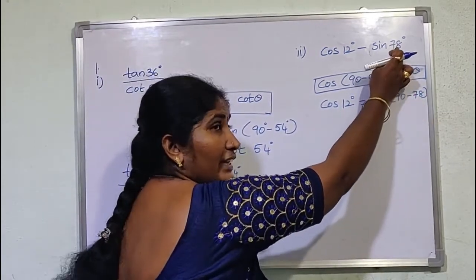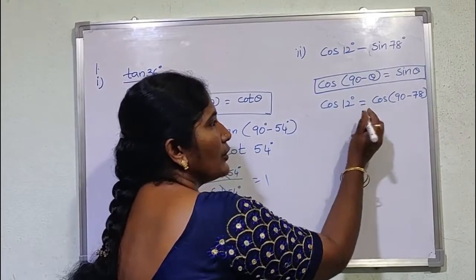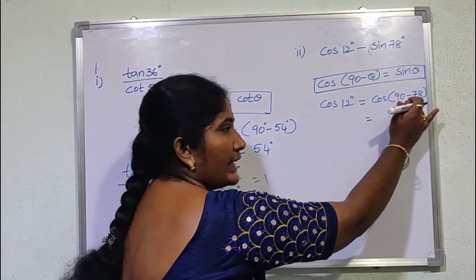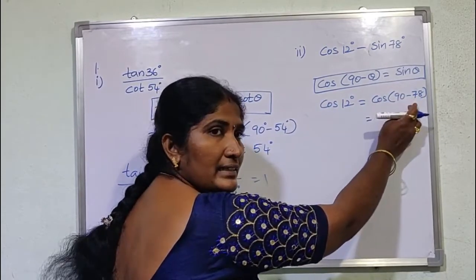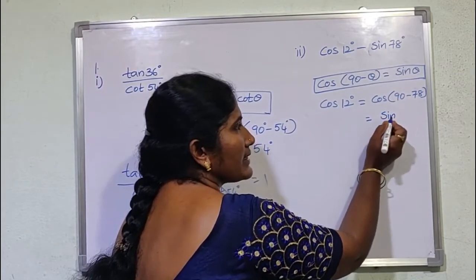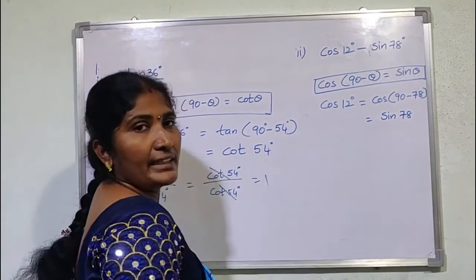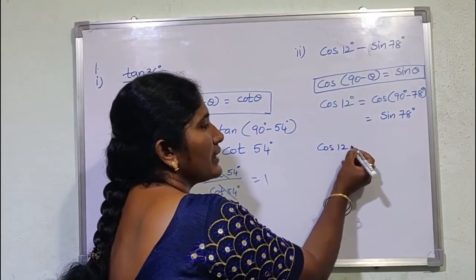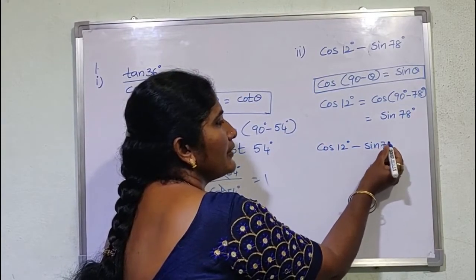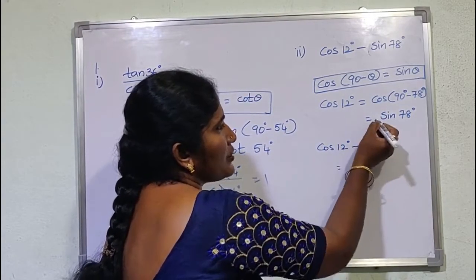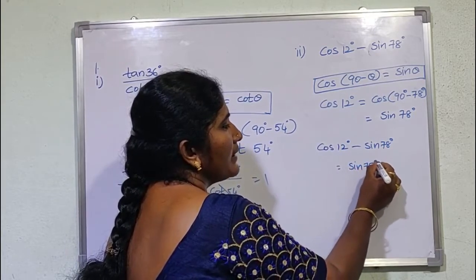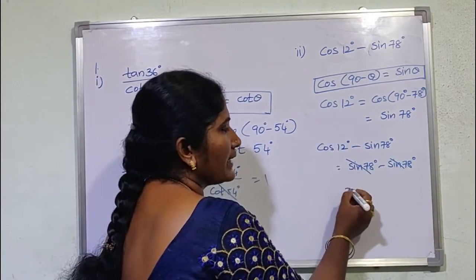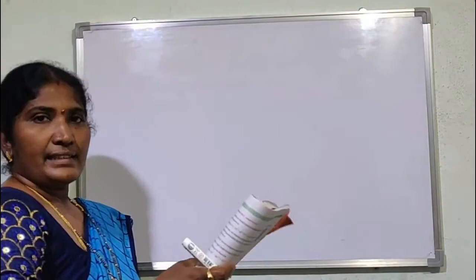Here also see sin 78 degrees. That only will come here also. Don't confuse. To get 12, I subtracted from 90, 78. Now it is in the form of cos 90 minus theta. Cos 90 minus theta is sin theta. Sin, what is the value of theta here? 78. Clear? Now substitute in question. What is the question? Cos 12 degrees minus sin 78 degrees is equal to sin 78 degrees minus sin 78 degrees. Sin 78 minus sin 78 get cancelled. Answer is 0.